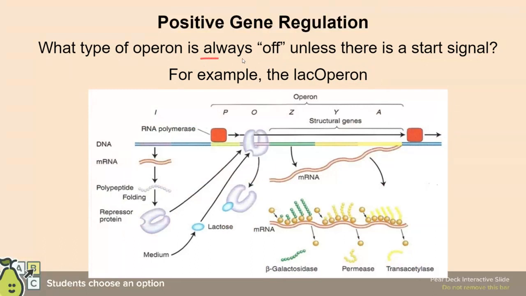What type of operon is always off unless there is a start signal? Our example is the lac operon. Well, this would be an example of an inducible gene. It's always off unless we induce it to start.